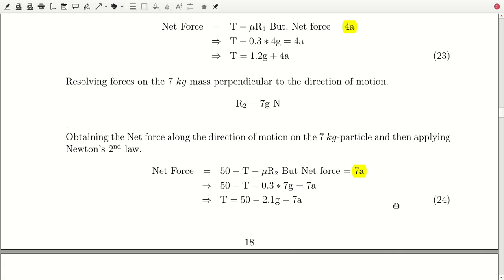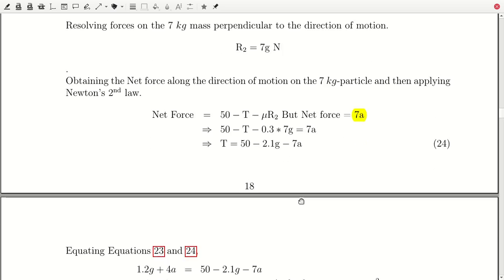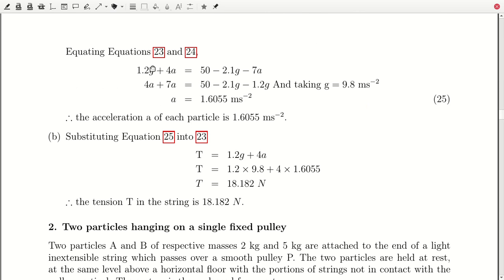In my case, I equated the two. I don't know if that is the elimination or substitution method, maybe it's neither of the two. So when I equated T equals to this, to equation this, I remained with A as unknown and then simplified. As you can observe here, I equated them and then simplified to get my acceleration as 1.6055 meters per second squared.